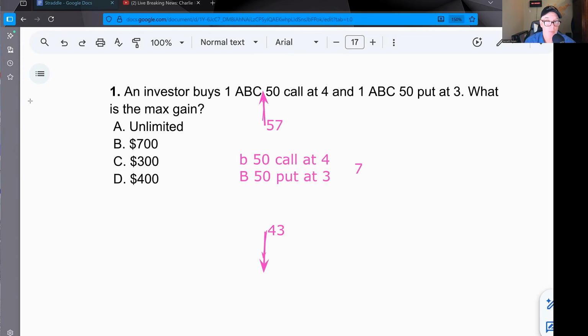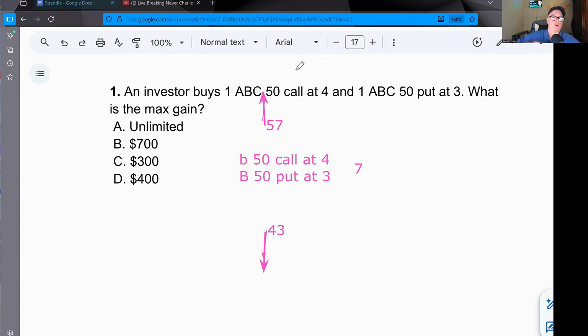So now my break even, they did everything, right? Break even is 57 and 43. There are always two for straddles. By the way, only straddles and combos have two. Everything else has one break even. If it goes up, I make money. If it goes down, I make money. So I don't care which way it goes. So my max gain: every point it goes above 57, I make money.